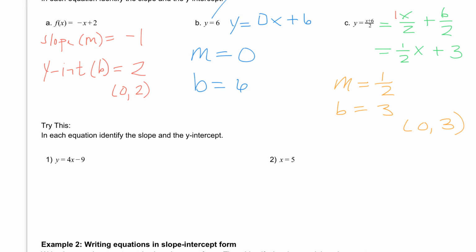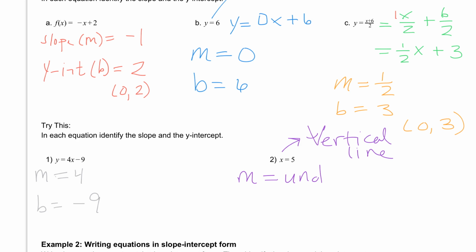If you did number 1 correctly, you should have gotten that the slope was equal to 4 and that your y-intercept was negative 9. Don't miss that negative. In the second one, what you should be noticing is that this is a vertical line. And you should know by now that vertical lines have a slope that's undefined. So your slope here is undefined because it's just an x equals equation.